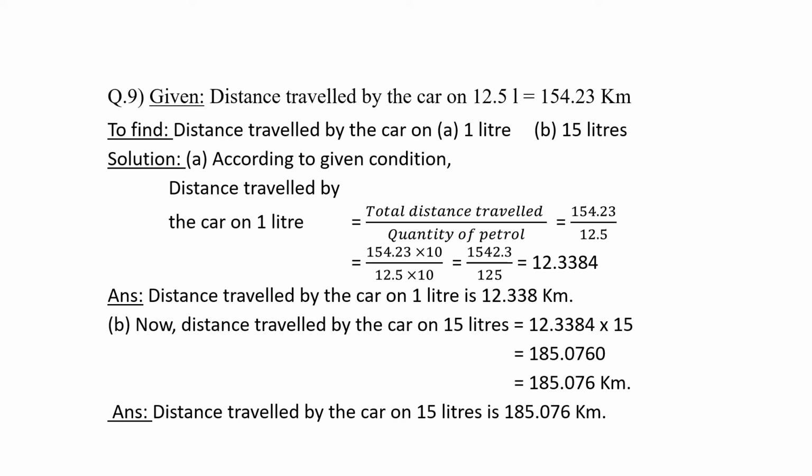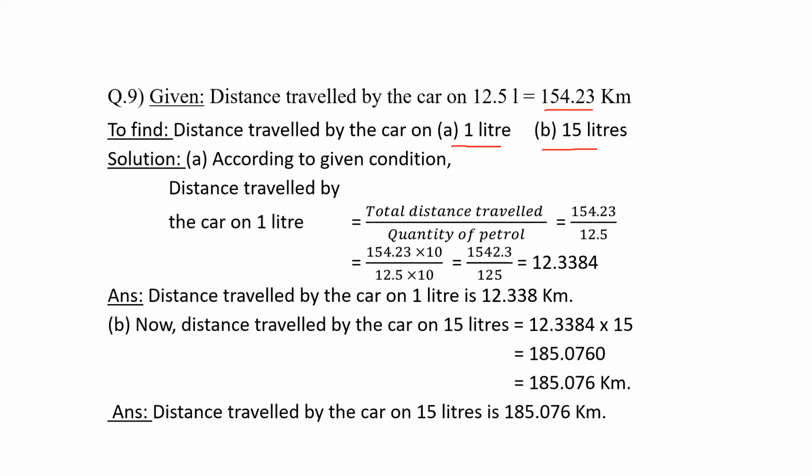Now I'll see question number 9. I'll read a question for you. A car traveled 154.23 km on 12.5 liters of petrol. Find the distance traveled by the car on the following amounts of petrol. A, 1 liter; B, 15 liters. So first we'll note down what is given. So distance traveled by the car on 12.5 liter is equals to 154.23 kilometer. And what you are going to find out? Distance traveled by the car on A, 1 liter; B, 15 liters.